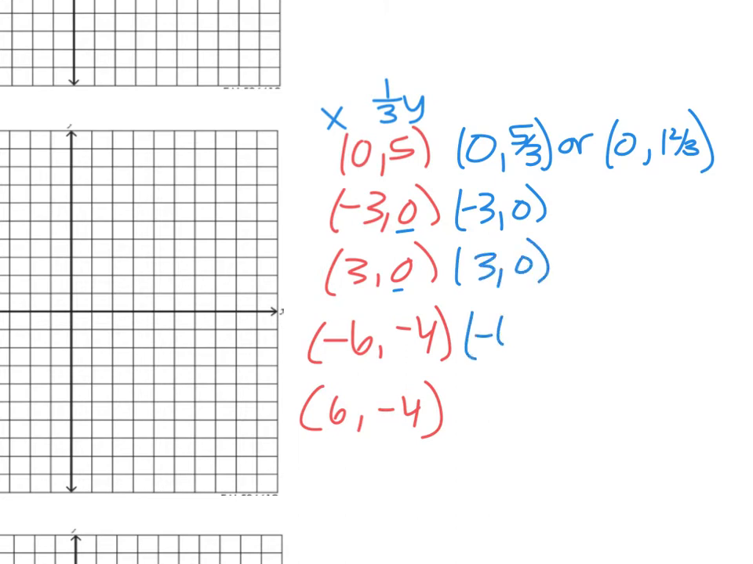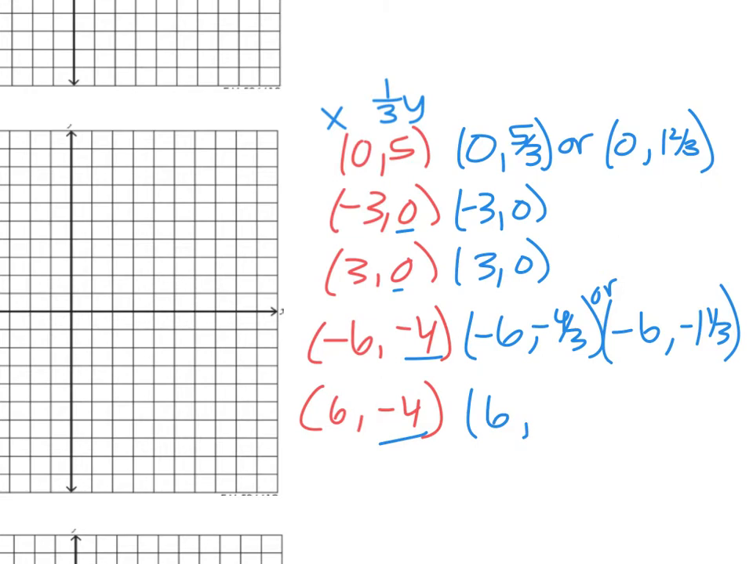Okay, so now here we've got our -6, and then -4 times 1/3 is -4/3. Again, easier to graph that would be -6 and then -1 and 1/3. And then here, because the y values are the same, this would also be the same y value, but just +6. So I'm going to write it as (6, -4/3), or (6, -1 1/3). So just writing out your new ordered pairs tells you exactly where you need to graph.